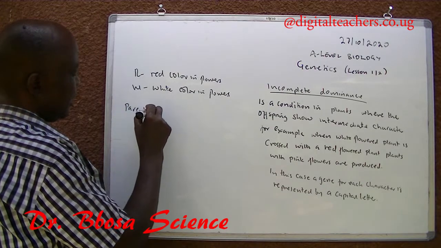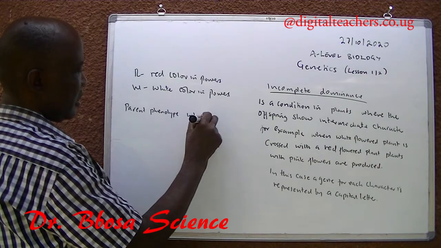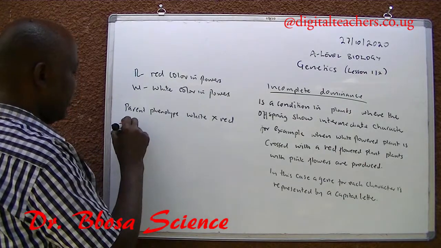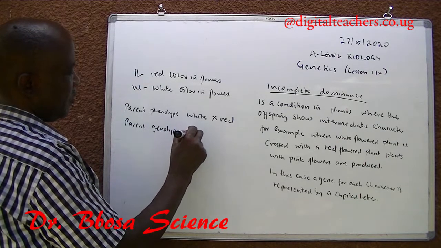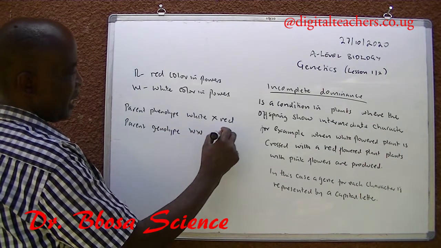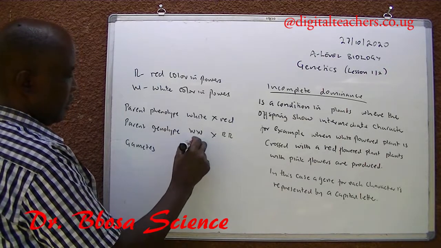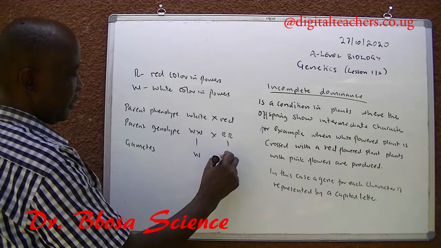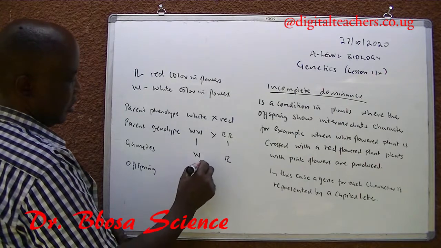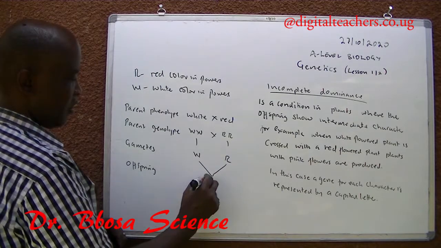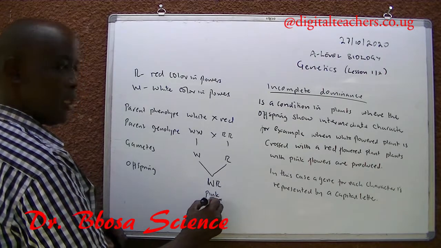Parent phenotype, we have white against red, then parent genotype will be capital W, and this will be capital R. Then the gametes we have capital W and capital R. Then the offspring, these two will meet at the fertilization to form capital W and capital R, and the flowers will be pink.